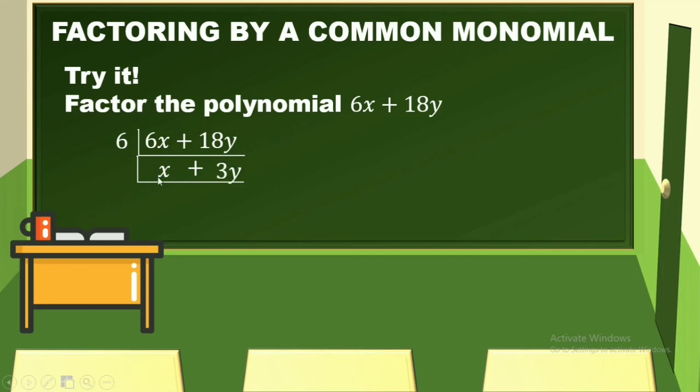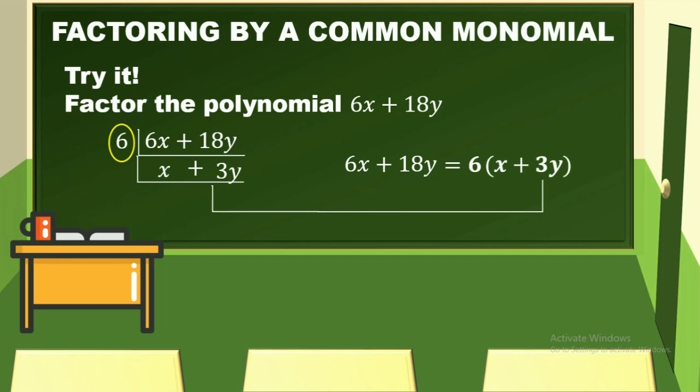Is there any number that we can divide to 1 and 3? Except 1? Wala na. So therefore, the factors of 6x plus 18y is equal to 6 as the factor outside the elbow, and copy the last expression that we have in our process, and that is times the quantity of x plus 3y. So that is now the answer. Question none. Let me end to this.